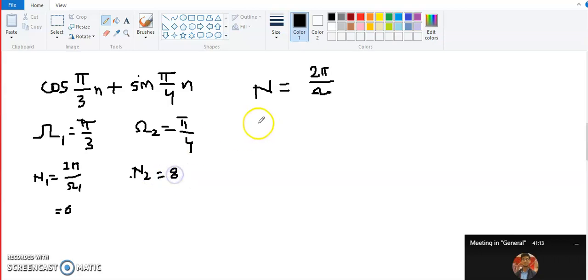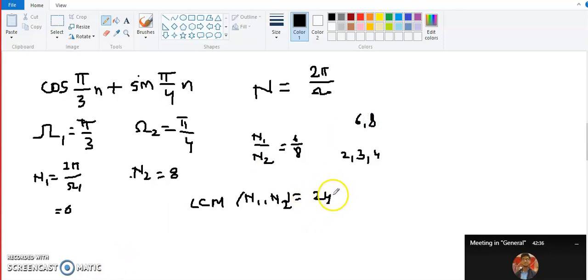ऐसे ही इसमें n2 क्या होगा, 8. Okay, n1 is 6, n2 is 8. So n1 by n2 will be 6 by 8. Okay, so it is a rational number. And what will be the periodicity of this? LCM of n1 and n2. LCM of n1 and n2 कितना होगा, 6 और 8 का LCM कितना होगा, periodicity of this signal will be 24, because LCM of 6 and 8 is 24. तो इसकी जो periodicity होगी, जो सम की periodicity होगी, it will be 24. And what will be omega?